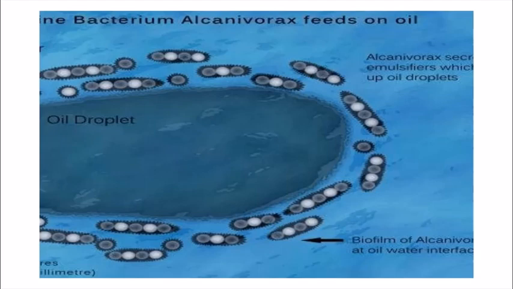So what we do is we spread the Alcanivorax, and what it does is it feeds on the oil and separates the oil from the water, and this is then helpful to clean the pollution which is caused because of oil spillage in oceans.